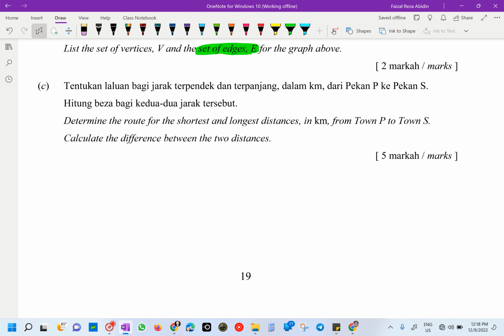Determine the route for the shortest. Okay, we are going to find the shortest and also the longest distance from town P to town S. And then we are going to calculate the difference between what? Longest and shortest.